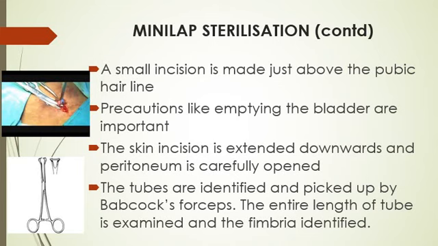And then, once you reach the peritoneum, it is opened, the tubes are identified and they're hooked out of the incision, and then the entire length of the tube should be examined till we reach the fimbria. Sometimes we confuse it with the round ligament, so to avoid that confusion, we should always trace the whole of the fallopian tube till the fimbrial end, so that we are certain that we are dealing with the fallopian tube only.